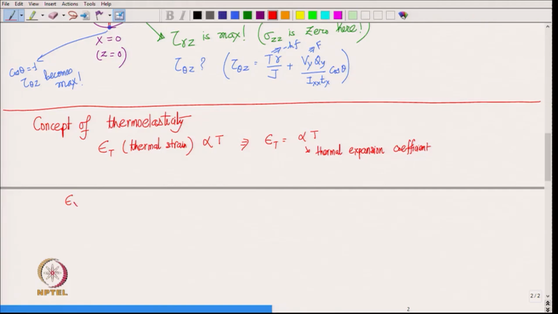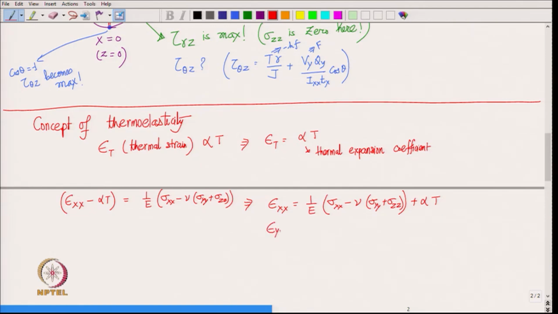So, epsilon xx is the total elastic strain, we subtract epsilon T, which is alpha T, and then this becomes 1 over E into sigma xx minus nu times sigma yy plus sigma zz, which also means that epsilon xx equals 1 over E into sigma xx minus nu into sigma yy plus sigma zz, plus alpha times the temperature T. Likewise, for epsilon yy we have the usual term plus alpha times the temperature T, and this T is actually the change in temperature.